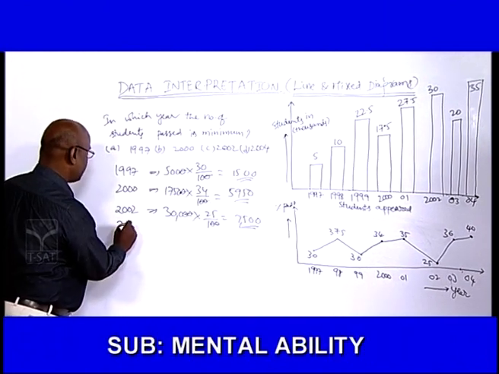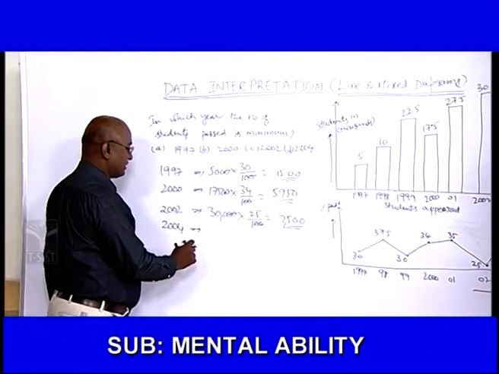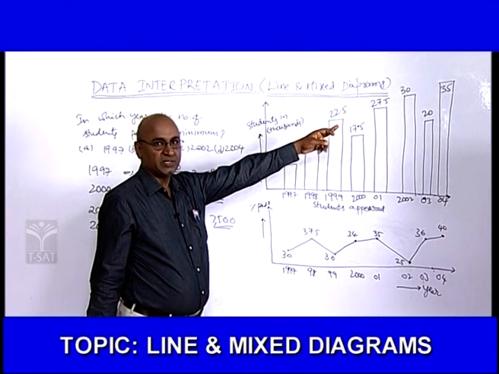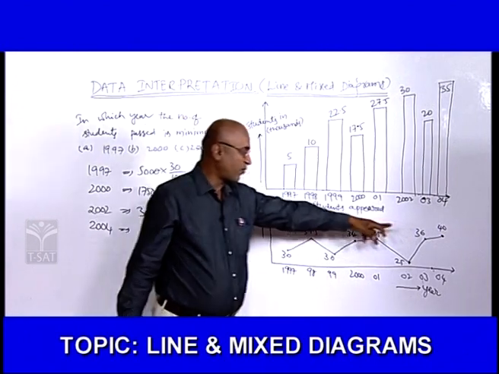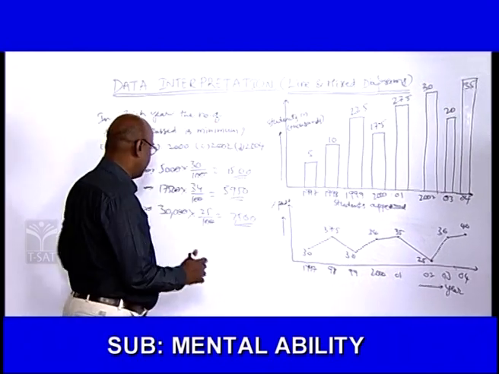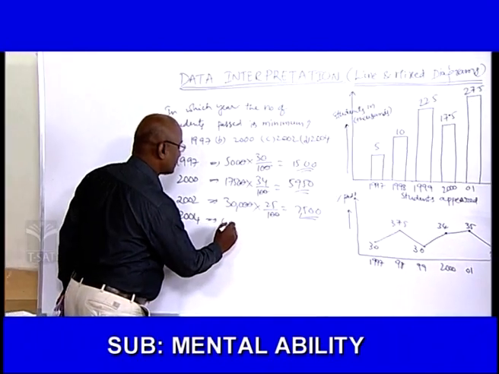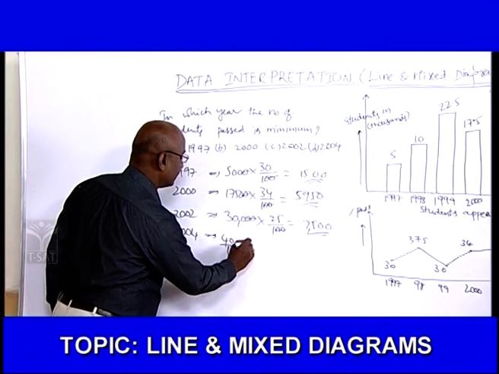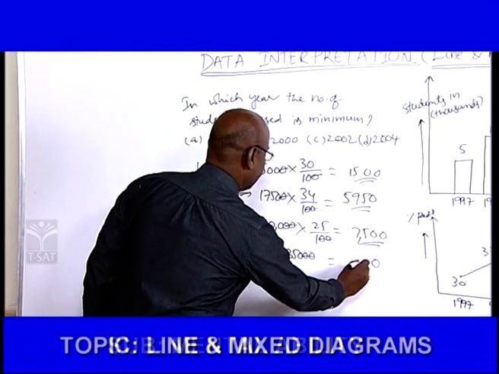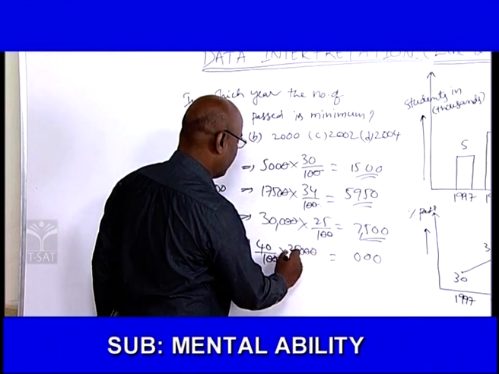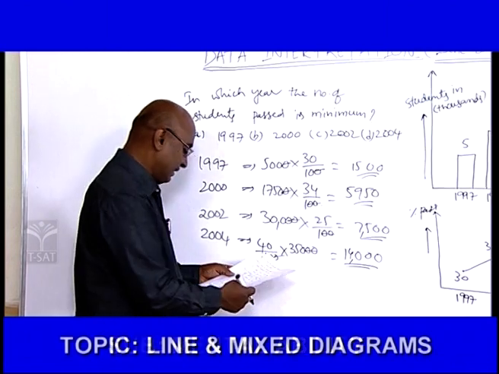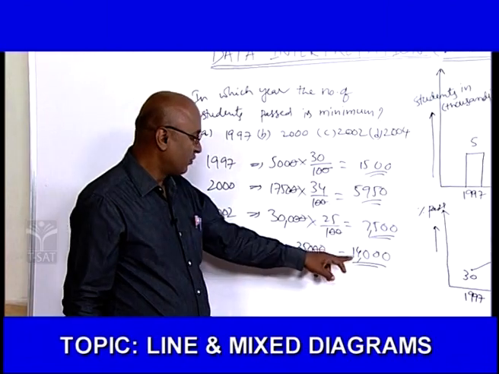And in the year 2004, the total number of candidates joined in 2004 is 35,000. And the pass percentage is 40%. So 40% of 35,000. Now the answer is like this. 4 5s are 20 and 4 3s are 12 and 14,000. So the number of candidates passed in the year 2004 is 14,000.